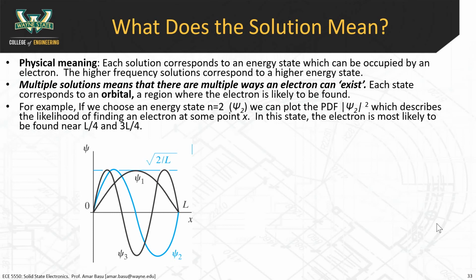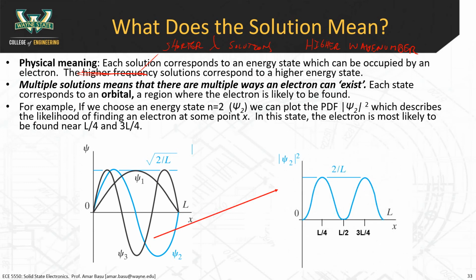All right, so we went over this. The physical meaning is that each solution corresponds to an energy state which can be occupied by an electron. Higher frequency solutions, I should say shorter wavelength solutions, you could also say higher wave number. Higher wave number solutions correspond to higher energy states. And multiple solutions means there are multiple ways an electron can exist.